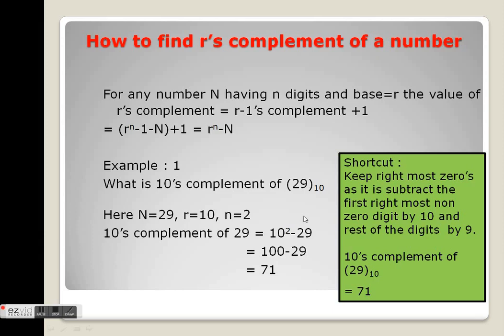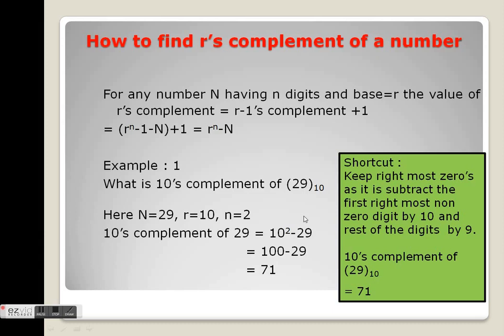In example number 1, we want to find the tens complement of number 29. In this case, the value of N is 29, the value of r, which represents the base, is 10, and the value of small n, which represents the number of digits in that number, is 2. So we will put these values in the equation r to the power n minus N, and we will get 10 to the power 2 minus 29, which in the next step will become 100 minus 29, and we will finally get 71.